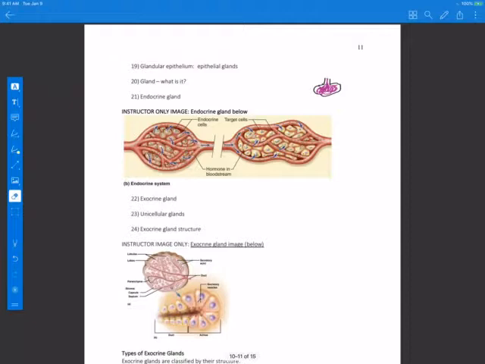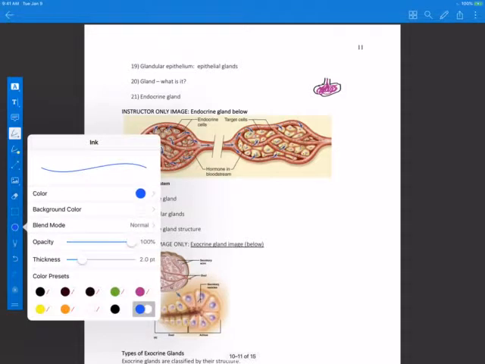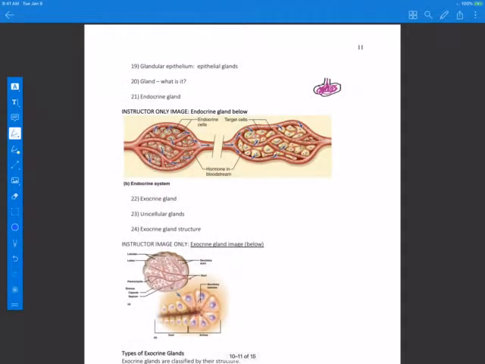So first of all, what is a gland? A gland is basically a cell or an organ that secretes substances for use elsewhere in the body. Or a gland can be a cell or an organ that releases a substance for elimination from the body. Glands are basically composed of epithelial tissue in a connective tissue framework and capsule. So the connective tissue provides the support, and the actual glandular material is epithelial in nature.